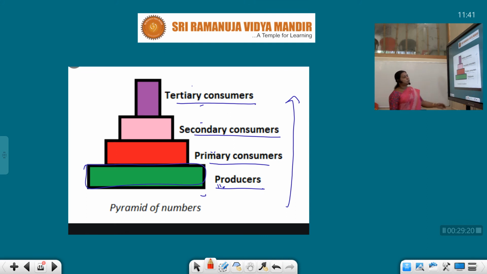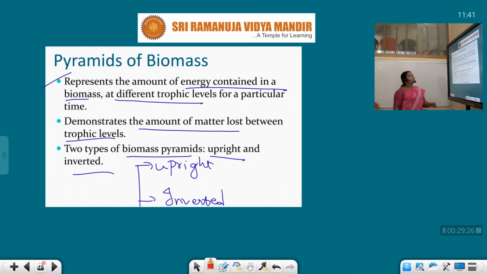The pyramid of numbers, students: producers, primary consumers, secondary consumers and tertiary consumers. And the pyramid of biomass represents the amount of energy contained in biomass at different trophic levels for a particular time. It demonstrates the amount of matter lost between the trophic levels.